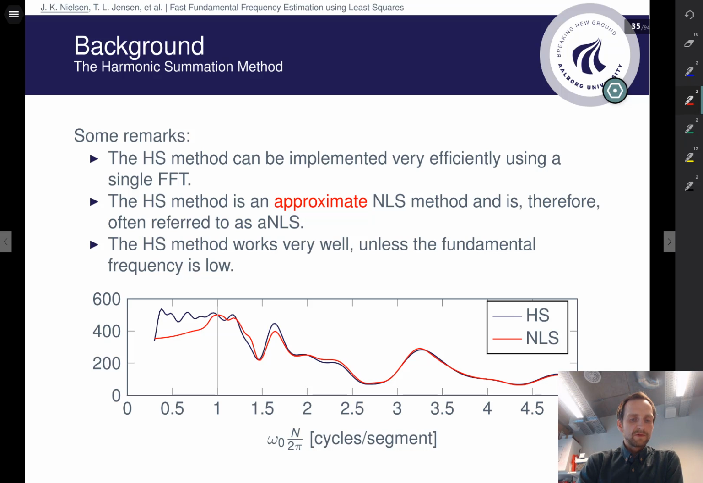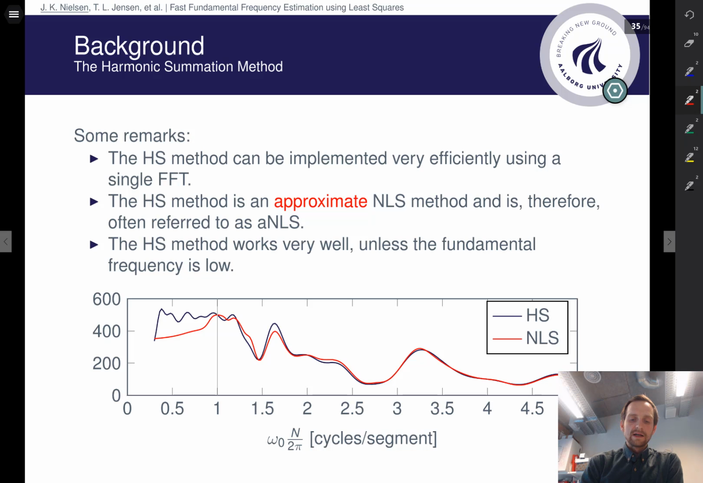This was what I was saying before. So the harmonic summation method can be computed very efficiently using a single FFT. And it's an approximate nonlinear least squares method. The harmonic summation method works basically as well as the nonlinear least squares method, except in a few cases.